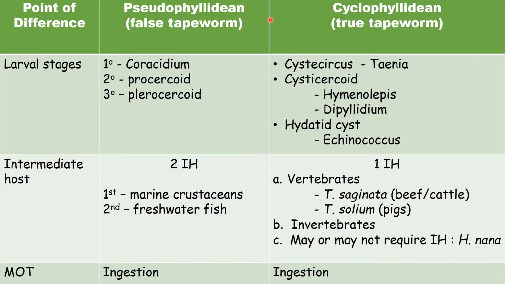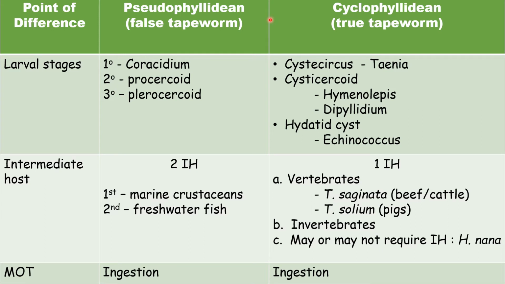So, for the larval stages, the pseudophyllidean has 3 larval stages. We have the primary larva or the coracidium, followed by the procercoid, and then the plerocercoid. For the cyclophyllidean, we have different larvae for each type of cyclophyllidean.